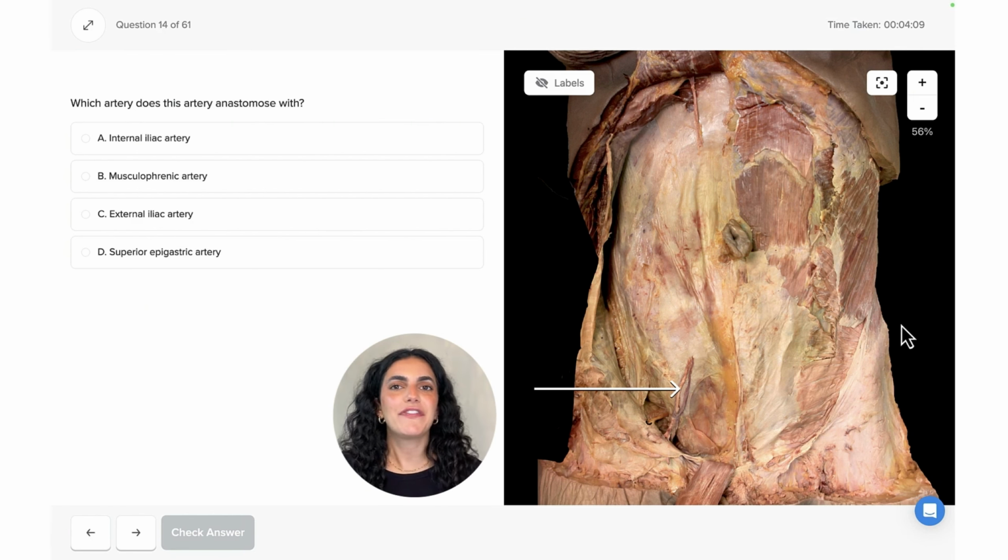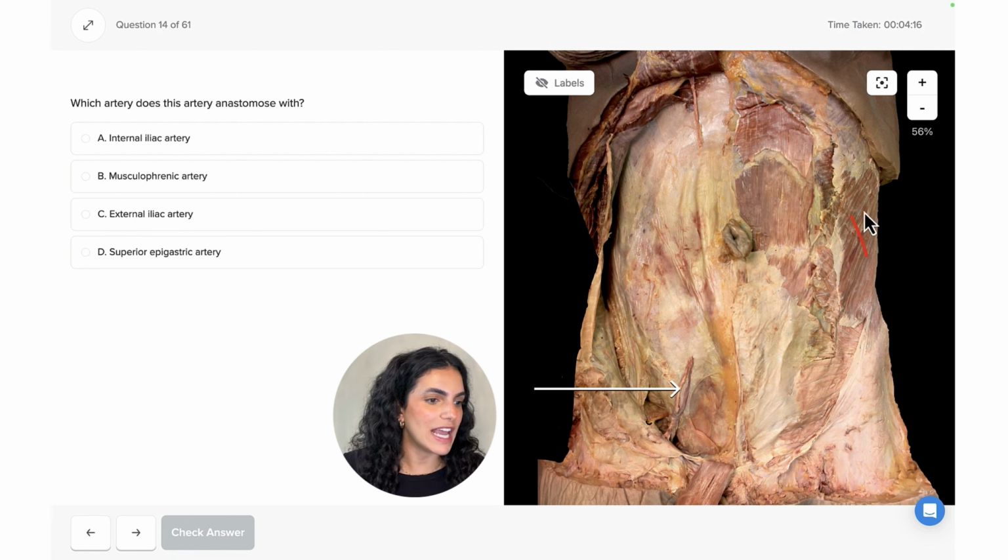Now, having a look at the structures that make up the abdominal wall, we can see along the lateral sides we're going to be able to find the external oblique. And deep to it right over here, we see these muscle fibers traveling in a more upwards direction. This is going to be the internal oblique.